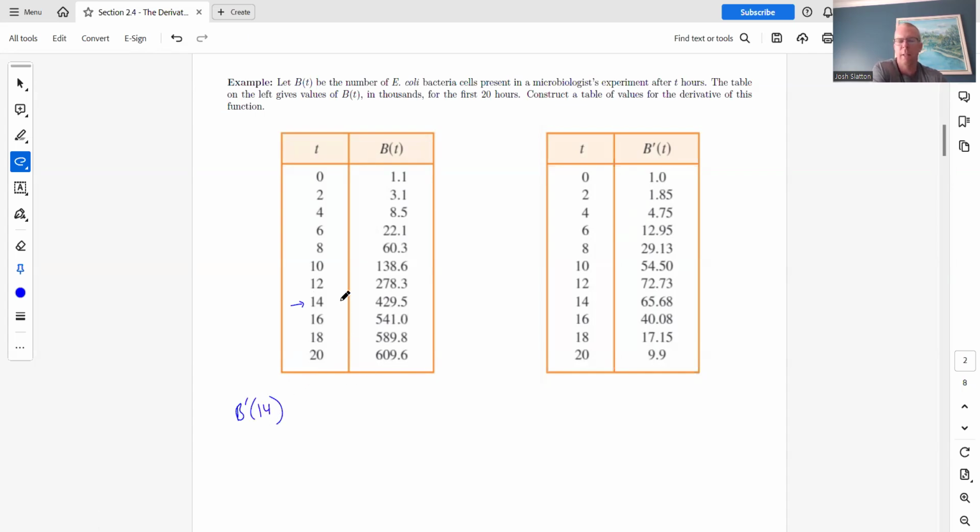So the way we do this in this particular case is we're going to find the average rate of change from 14 to the value before it, and the average rate of change between 14 and the value after it. So B of 14 minus B of 12 over 14 minus 12. That would be 429.5 minus 278.3, and then over 2, and let's see what we get. So we get 75.6.